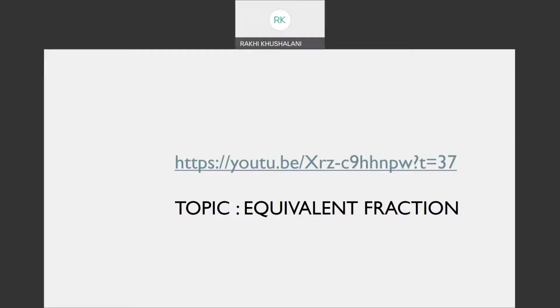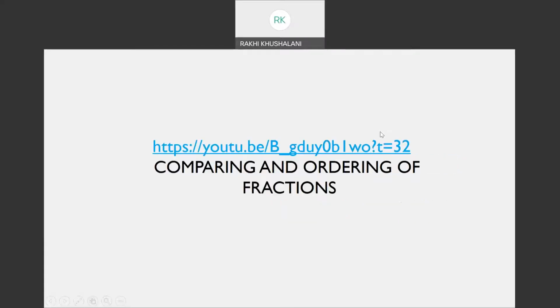Like you saw now in equivalent fractions, I was multiplying both the numerator and denominator, and dividing both the numerator and the denominator. Because the numerator and denominator together make a fraction. It's not that the denominator is one separate number and the numerator is another separate number. They come together and make a fraction. Okay, so I hope you remember that. Let's go ahead and see my next video, that is comparing and ordering of fractions.